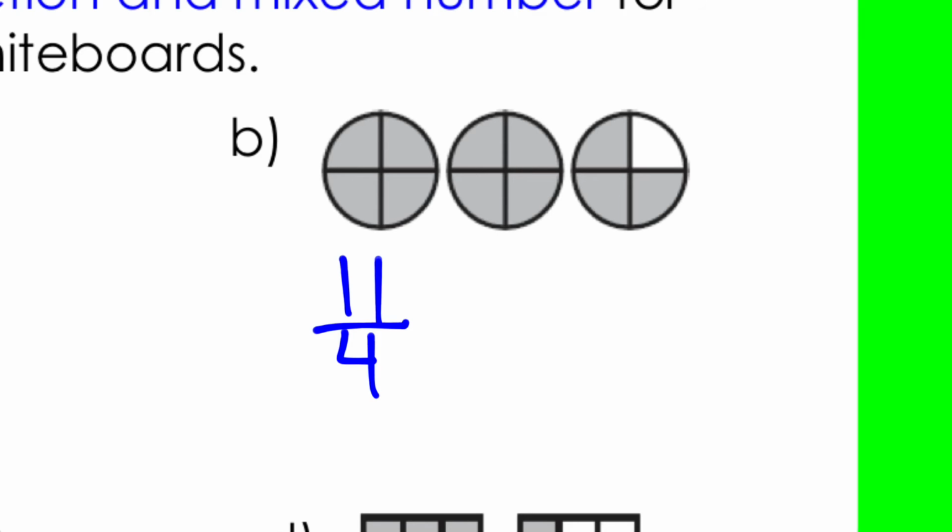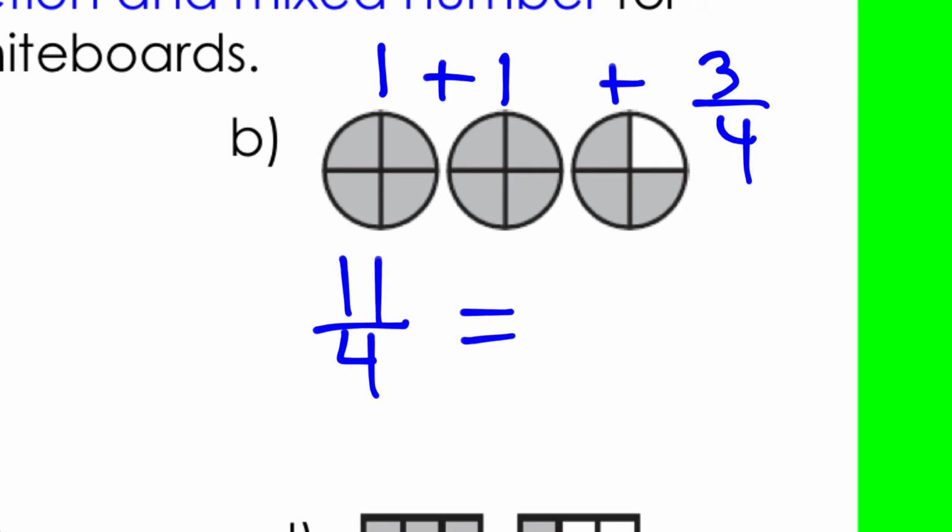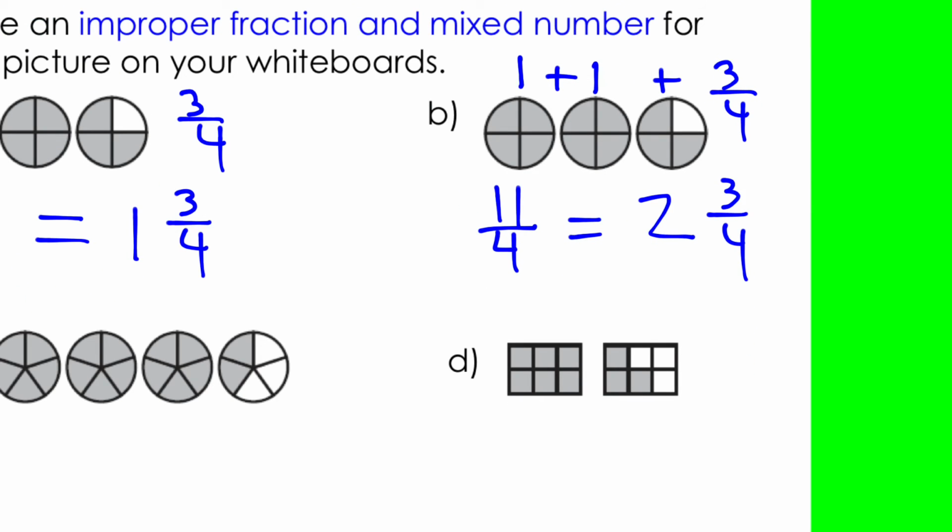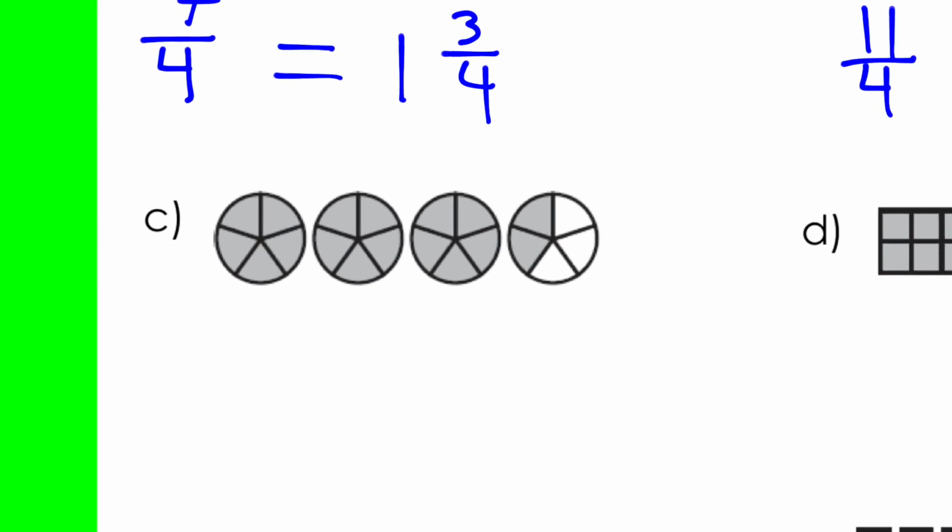And then as a mixed number, the first 2 parts of the picture represent 1 whole because they're completely shaded. And the last part has 3 parts out of 4 shaded. So 1 plus 1 plus 3 over 4. That's 2 wholes and 3 quarters. And they represent the same amount. Just look at a couple more here.